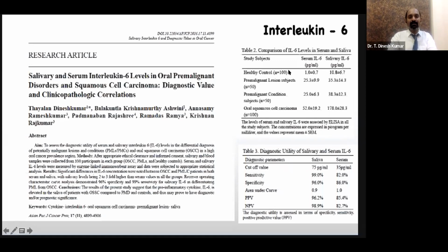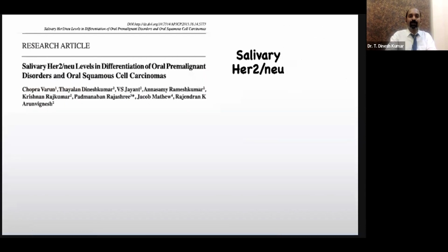So this was another marker which was studied, in a very similar study where we tried to look at interleukin-6 in pre-malignant lesions and oral squamous cell carcinoma. We got similar results to TNF-alpha, where we found increasing levels of interleukin-6 in various grades of oral squamous cell carcinoma and different clinical staging of oral squamous cell carcinoma as well. So this was another marker.